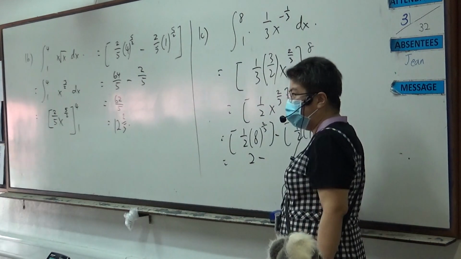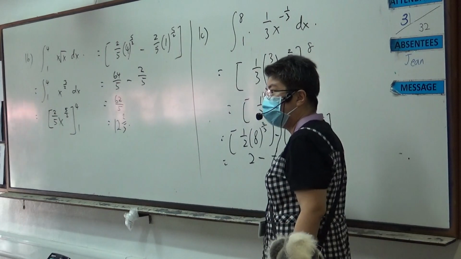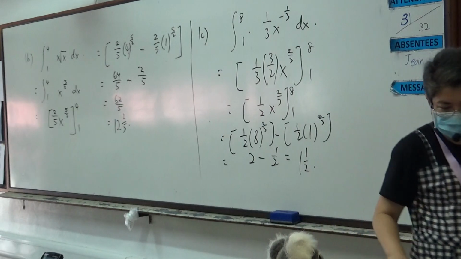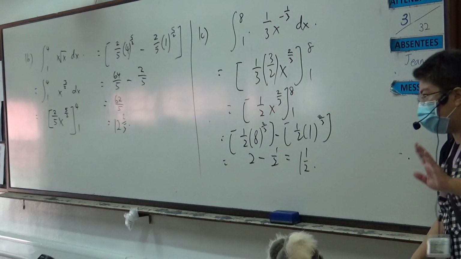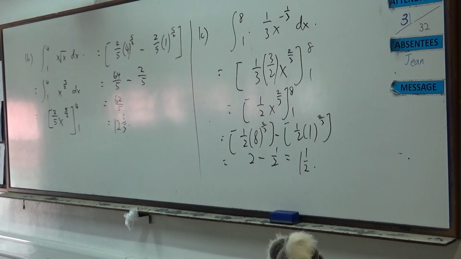This one, 1 to anything is 1, I said already. 2 minus half. If you need the calculator, you better tell me. What's this answer? 1 and a half. Are we okay? Are we okay so far? Okay, good. Next. I'm done with question 1 already. Can we now do question 2A?